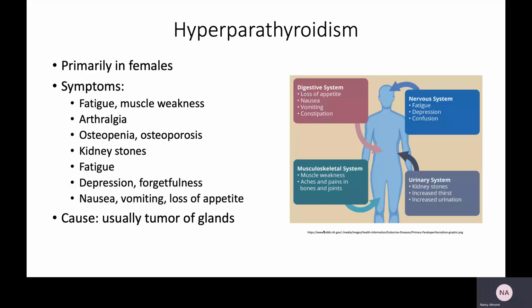So we need to talk about pathologies of the parathyroid glands. Hyperparathyroidism, once again, primarily in females. Look at the symptoms: fatigue, muscle weakness, arthralgia, fancy term for joint pain, osteopenia, osteoporosis, kidney stones, depression, forgetfulness, nausea, vomiting, loss of appetite. These symptoms, particularly fatigue, depression, forgetfulness, nausea, vomiting, and loss of appetite, could be associated with a whole bunch of different endocrine disorders and other conditions too. That's a reminder that endocrinology is a really tough field because of the vague and diffuse symptoms that can be associated with a number of other pathologies. Usually a tumor of the parathyroid glands triggers this.